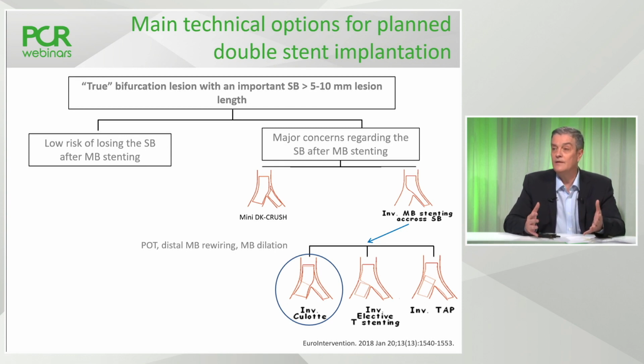If you are experienced in performing crush, and this is for some reason your preferred strategy, you can stent in a crush manner, side branch first. But you can also do it as inverted provisional, stenting again from the main vessel into the side branch, and then you put the second stent either as culotte, elective T-stenting, or inverted TAP. It actually just depends how much you pull back your stent from the main vessel in that case.